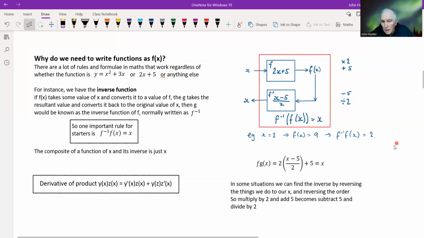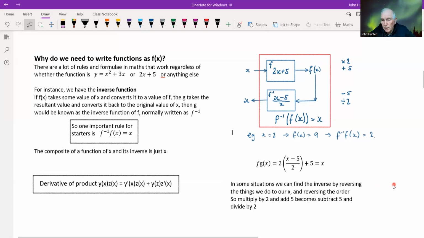So what we're doing here: if this is the inverse, we apply this, and we're putting this into every occurrence of x in the original function f. Well, we've only got one, haven't we? That's here. So what we're forming is 2 times (x minus 5 over 2) plus 5. We can work that through, and if we simplify this expression, we can see that it is equal to x.